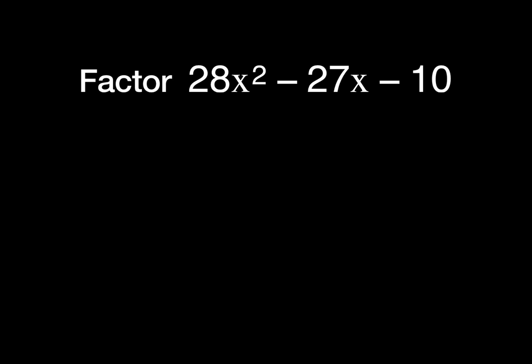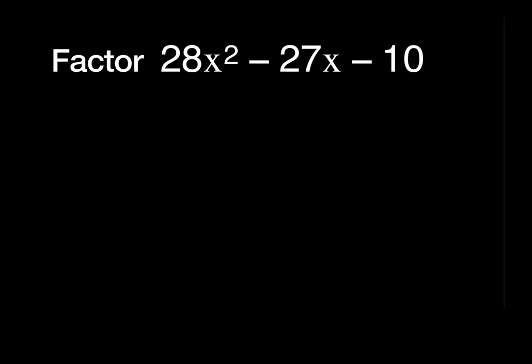When I have this as a factoring question, it would be fantastic if this first number were a 1. It's not going to be that way very often. So then what we're probably going to have to do is factor by grouping, which means I'm doing AC, which is 28 times negative 10, or negative 280. And you go, oh boy, what am I going to do?